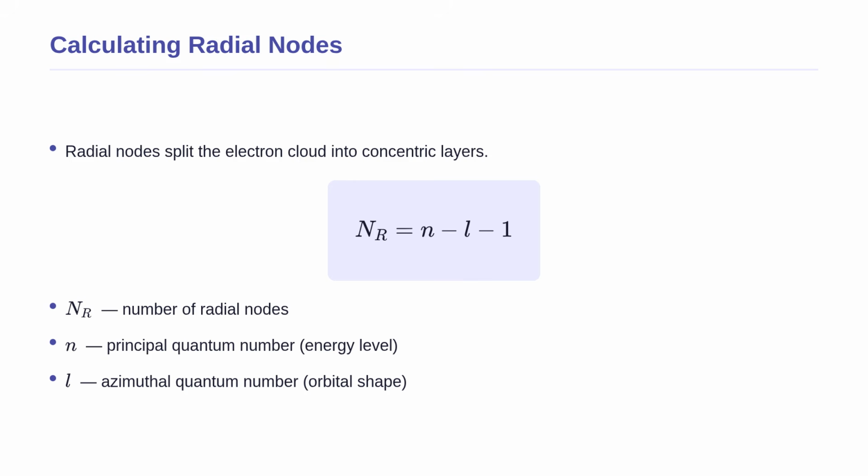Let us break down these symbols. N sub r represents the number of radial nodes. The letter n is the principal quantum number, which tells us the mean energy level or shell of the electron, like 1, 2, or 3. The letter L is the azimuthal quantum number, which dictates the shape of the subshell, where 0 is for s orbitals, 1 is for p orbitals, and so on. Physically, as the principal energy level increases, the number of radial nodes increases. This means the electron cloud gets split into more concentric layers, much like a jawbreaker candy with multiple colored rings.